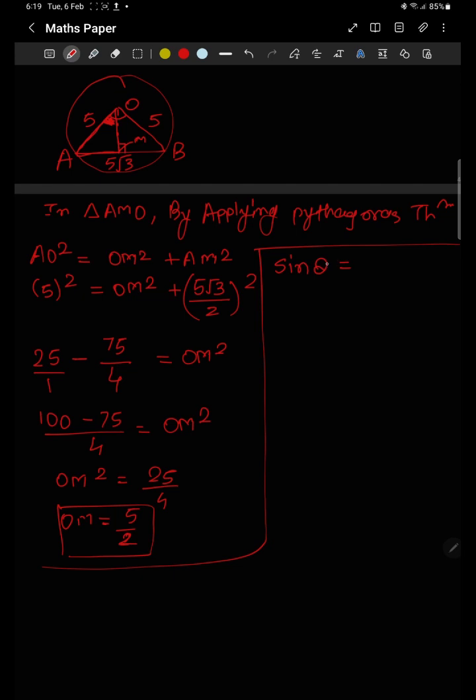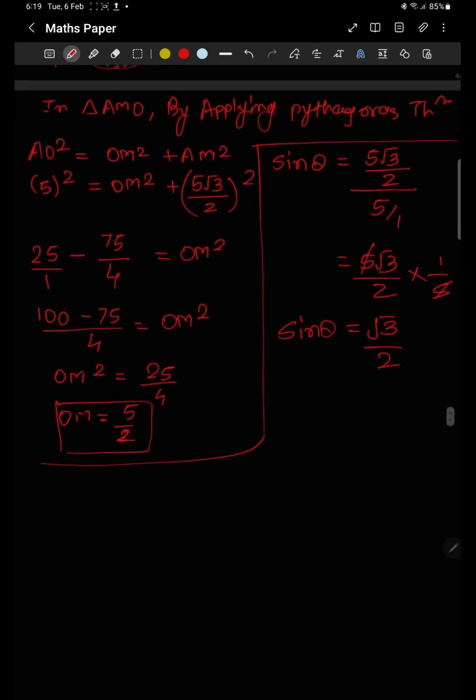Sin theta would be 5 root 3 by 2, divided by hypotenuse 5. It is nothing but 5 by 1. Once it goes up, it will be 1 by 5. 5 getting cancelled. Root 3 by 2. So sin theta is equal to root 3 by 2. Root 3 by 2, it is nothing but my angle theta. Theta is equal to 30. No, theta is equal to 60.